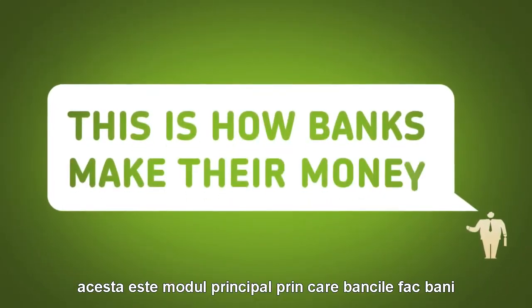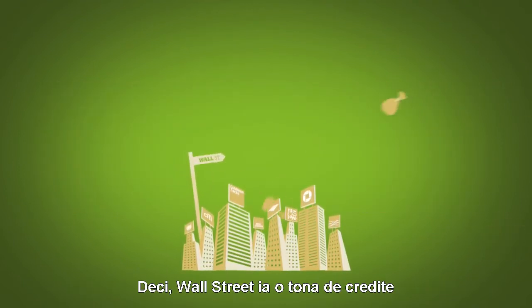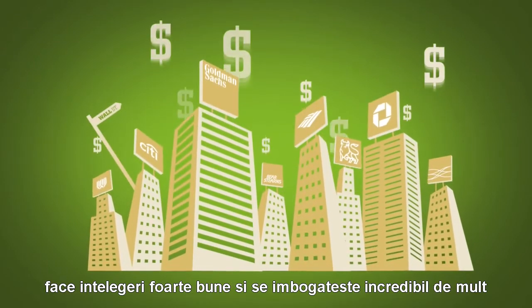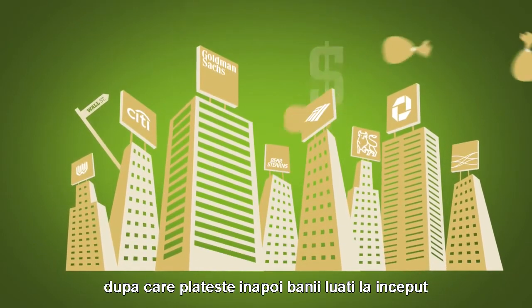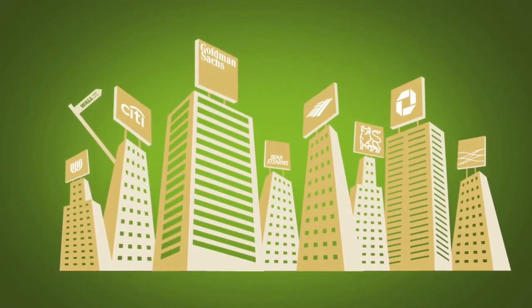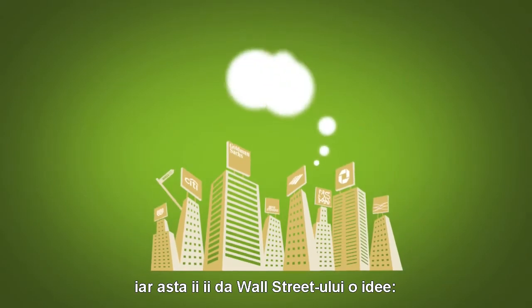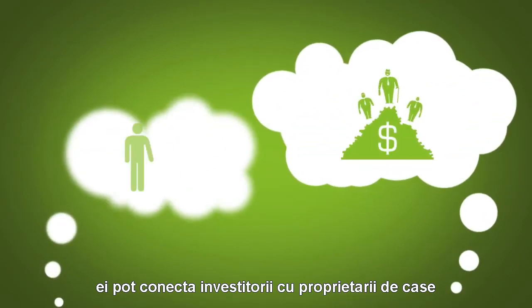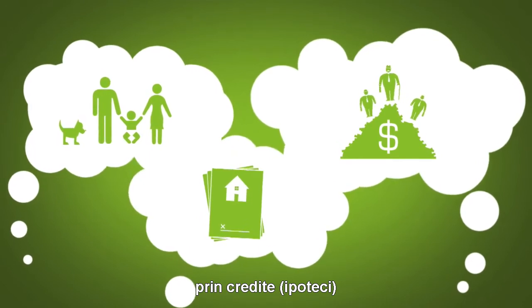This is a major way banks make their money. So Wall Street takes out a ton of credit, makes great deals, and grows tremendously rich, and then pays it back. The investors see this and want a piece of the action, and this gives Wall Street an idea. They can connect the investors to the homeowners through mortgages.